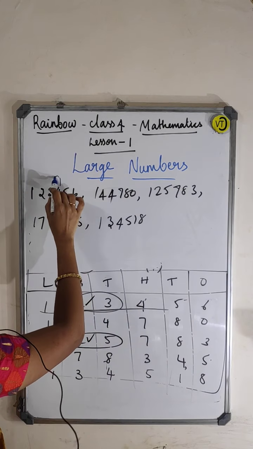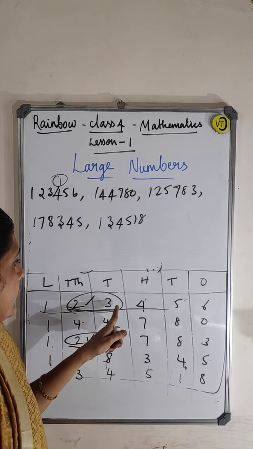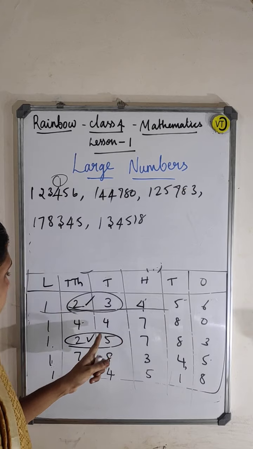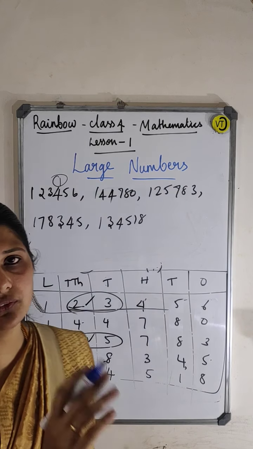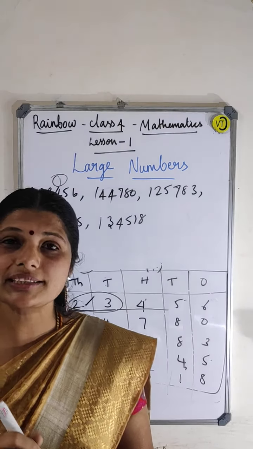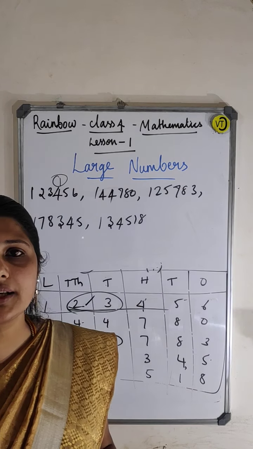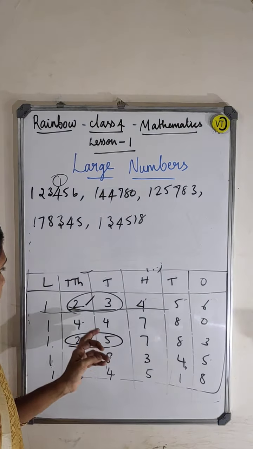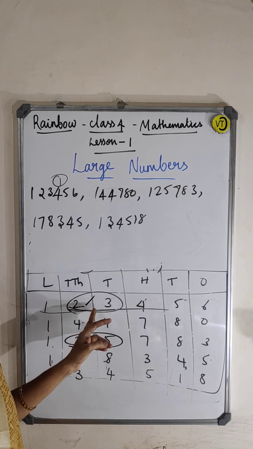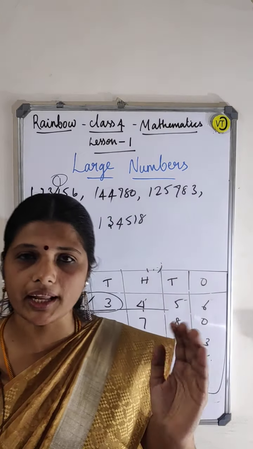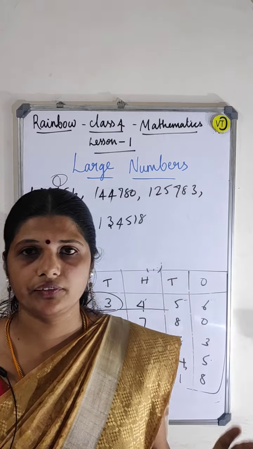This is the first one, the smallest number, because after this 2, the thousands place is 3. After this 2, the thousands place is 5. So which is the smallest number here? Here 3 or 5. 3 is the smallest number, right? So I can take this number, 1,23,456, as the smallest number out of the 5 numbers.